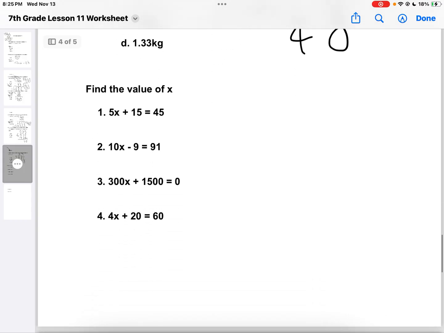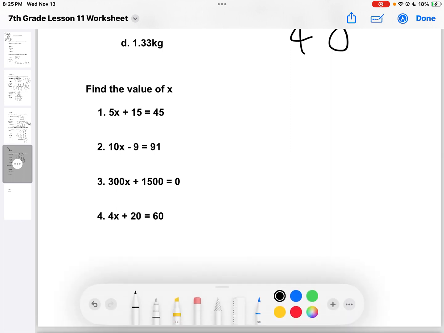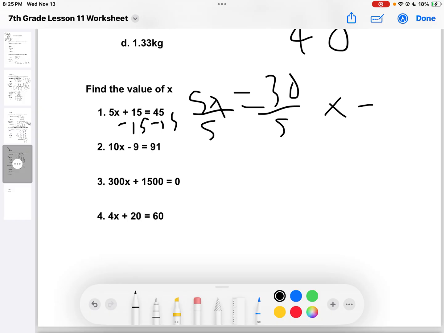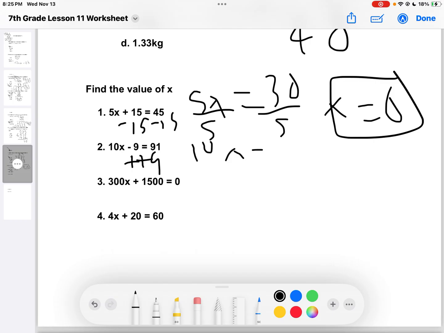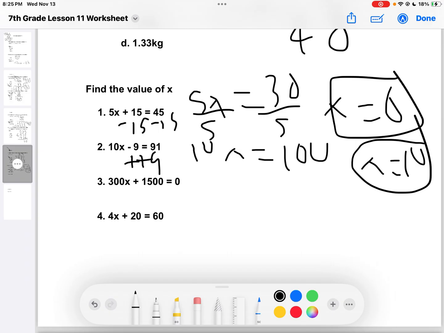Alright, moving on to the next section, it says find the value of x. So for number 1, we have 5x plus 15 equals 45. So we just isolate the x. So we subtract 15 on both sides to get 5x equals 30. And we divide by 5 to get x equals 6. Alright, number 2, add 9 to both sides to get 10x equals 100. To get x equals 10. So it's not that hard.